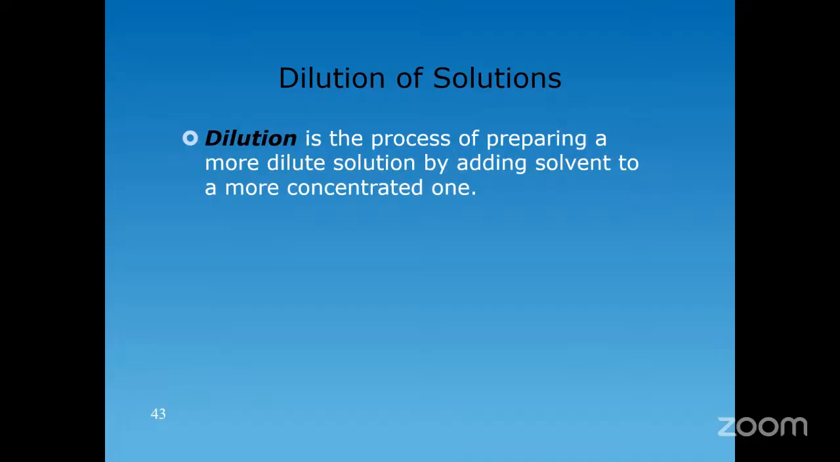Now, you can make your solutions from scratch, as we said before, starting with the solute and the solvent. But very often you may have an experiment which calls for a solution of a particular molarity, but you don't have that solution in your stock room. You have a more concentrated solution of the same solute, right? So basically what you have to do is ensure that you add the right amount of solvent to a given amount of that solution to get your new solution of a new molarity.